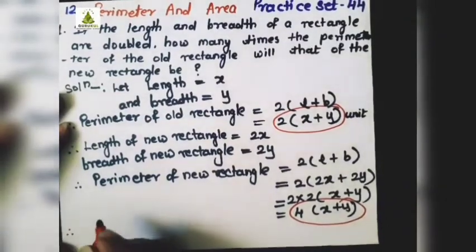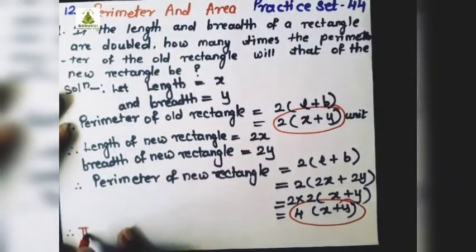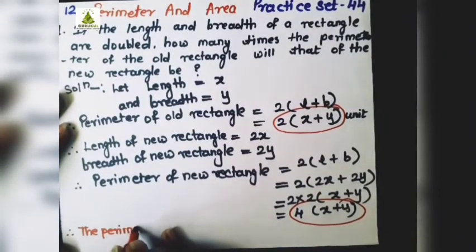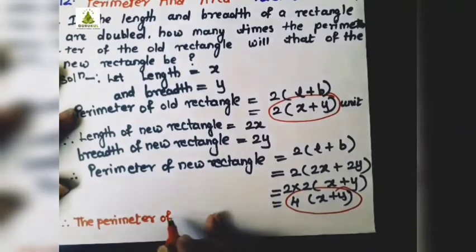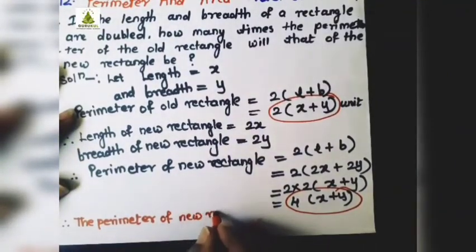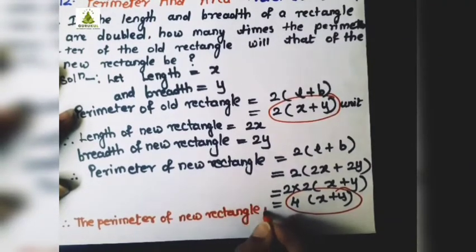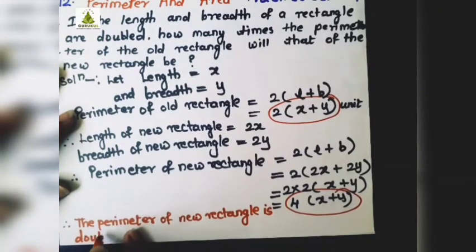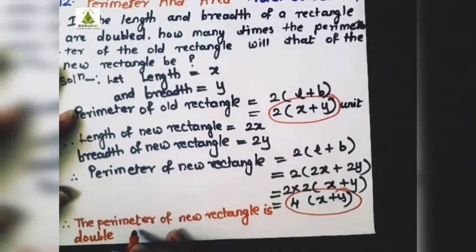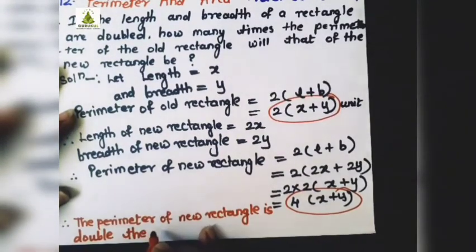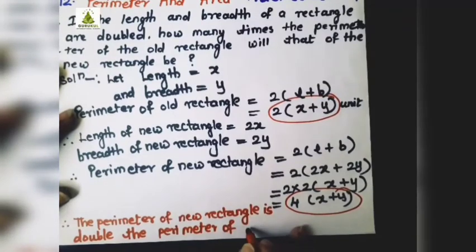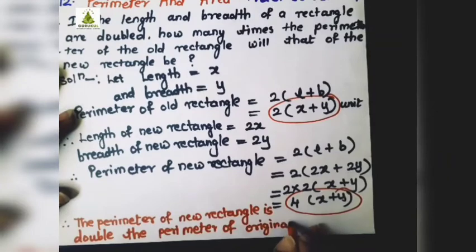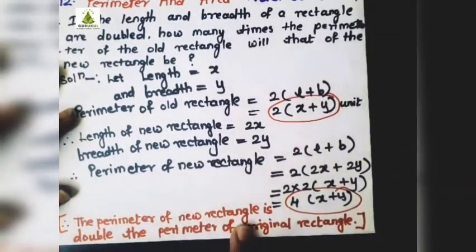Therefore, the perimeter of the new rectangle is double or twice, any word you can use, double the perimeter of the original or old rectangle. Purposely I am writing with the red pen so that it is visible to you. You can mark it as the final answer. This is how you have to write the final answer. This statement is compulsory.